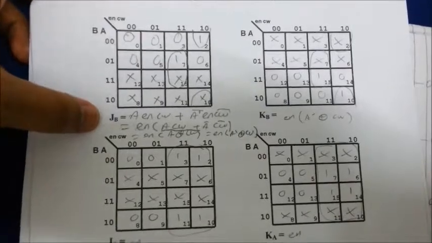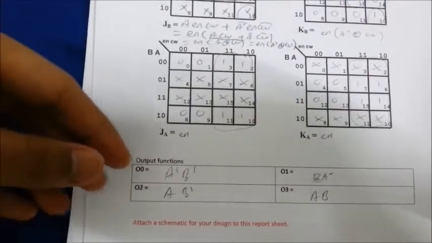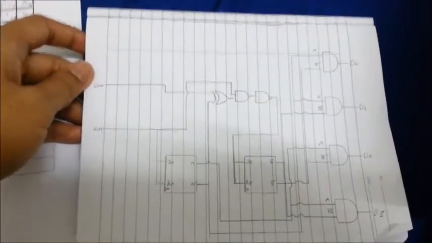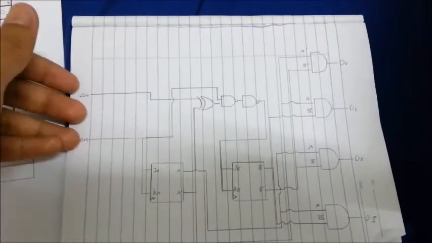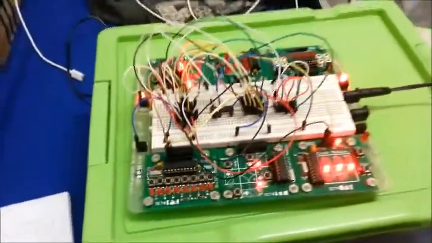And from this table, we have managed to fill up our K-map, and we have gotten our equations for JB, KB, JA, as well as KA. And also with the help of the table behind, we have gotten our four output functions. And from the K-map and also the equations of the output functions, we have managed to construct our schematic diagram, which goes like this. And by using this schematic diagram, we have also managed to construct it on the board.